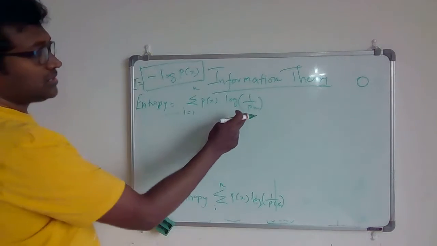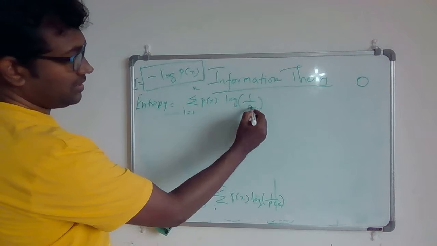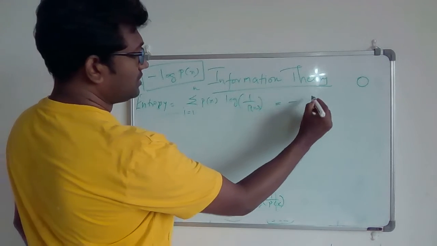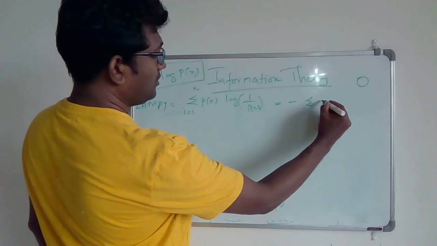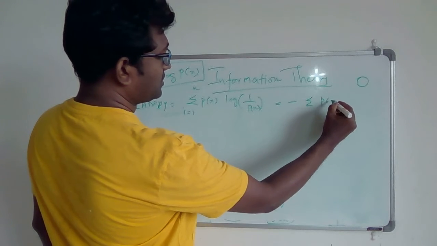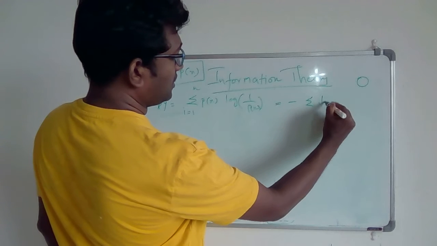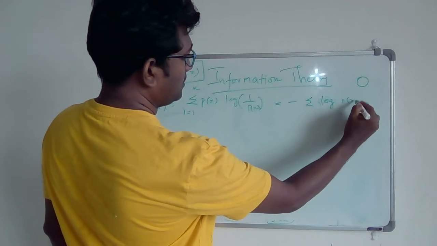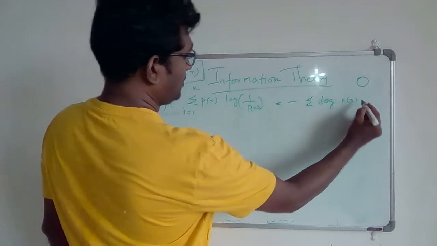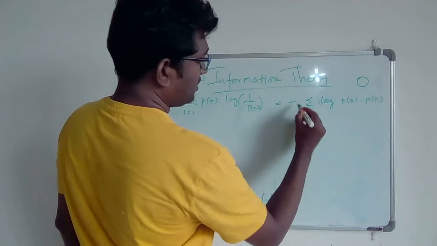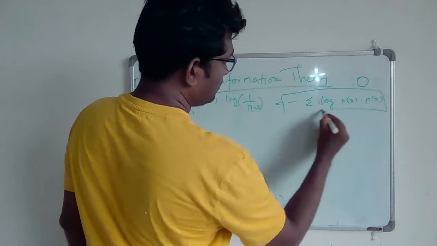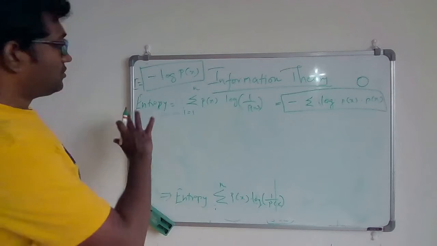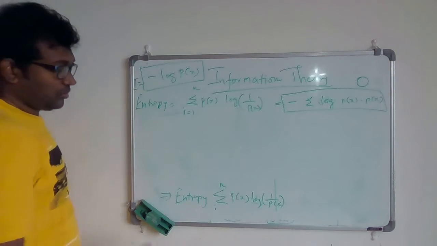Okay, if you take the probability to the top, it becomes minus log p of x. That is another way to write it. So minus summation of p of x into log p of x. This is how you might see it in textbooks, but this is better to remember. It is easy to understand. So this is the connection between information and entropy.